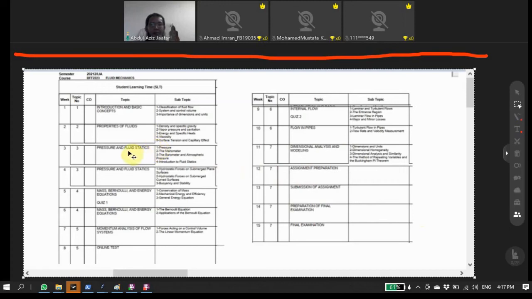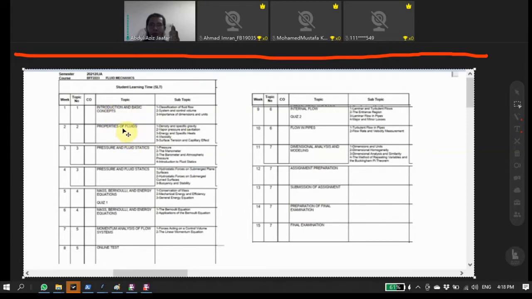This is how we're going to run the course. The first part, we're going to look at the concepts: pressure, density, mass flow rate. Those are things that you know from the prerequisite courses. Then we're going to look at the fluid statics, and then we're going to expand the concept.